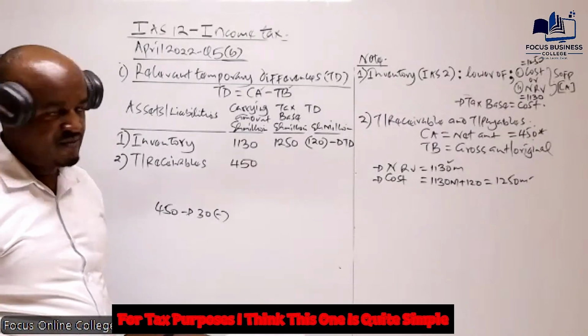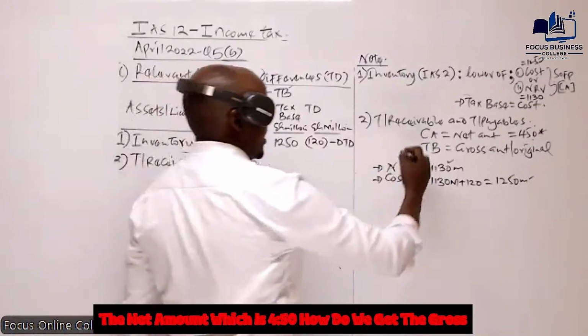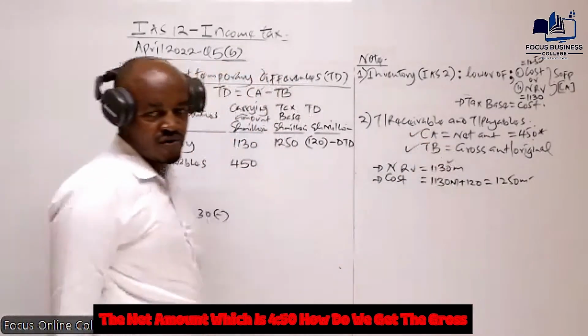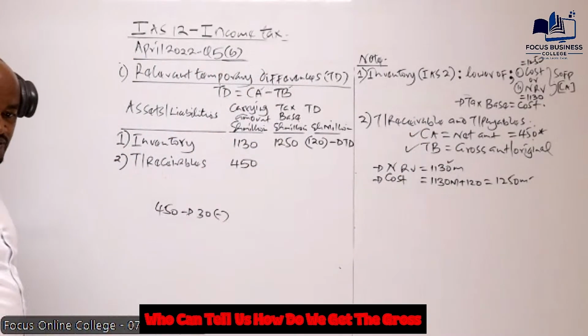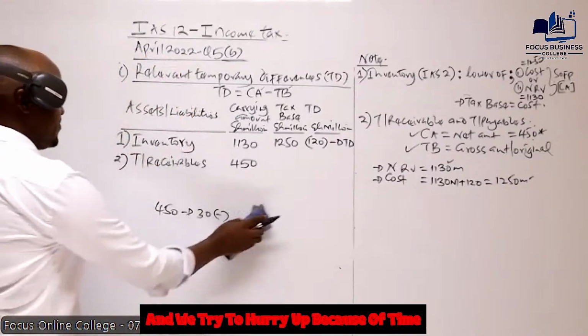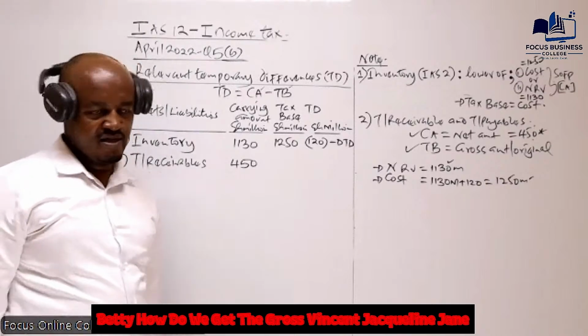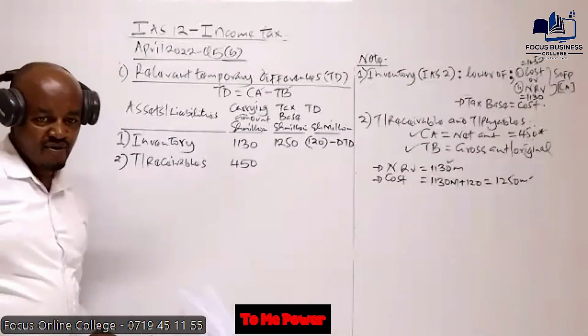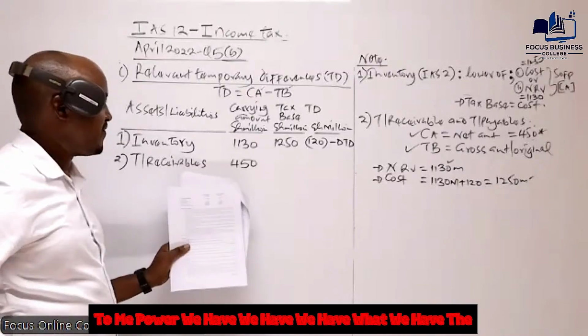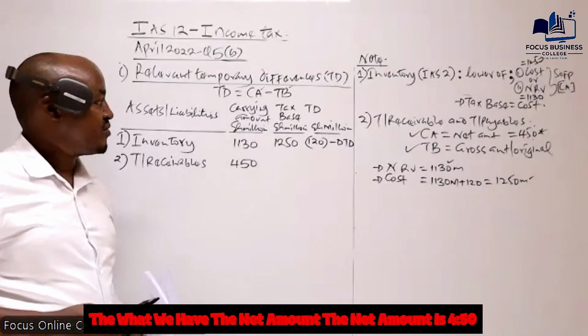I think this one is quite simple. So we have the net amount which is 450. How do we get the gross? Who can tell us? How do we get the gross? We try to hurry up because of time. Betty, how do we get the gross? Vincent, Jacqueline, Jen. We have the net amount.